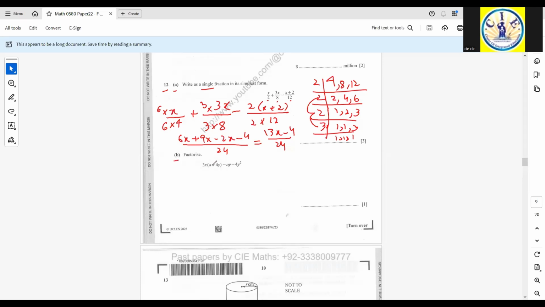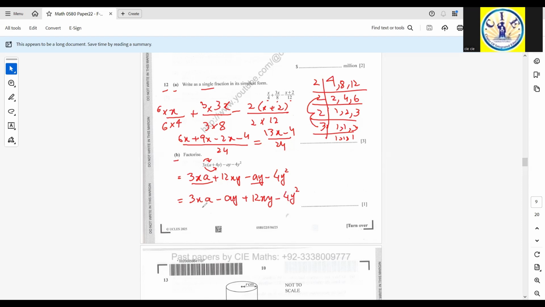Part B now, factorize. When we need to factorize them, first of all, we need to expand them. So the first term is going to be 3x times a, that is 3xa, then 3x times 4y, that is 12xy, then minus ay, and then minus 4y squared. Now let me combine the first term with the third one, 3xa minus ay, and then 12xy to be paired up with the fourth term.